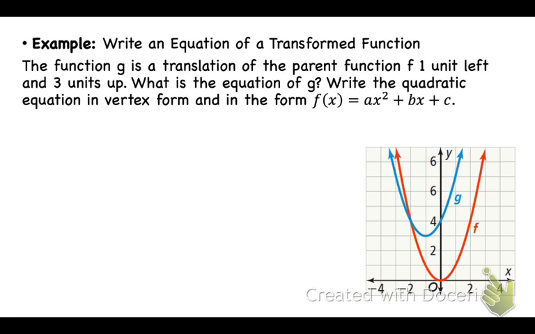Okay, this one says write an equation for the transformation. This just doesn't give you the points. Are you going to do it any different? No. Where's my vertex? Negative 1, 3. And what's a good point on that graph? Looks like 0, 4. Would I do it any different than what we just did? No.